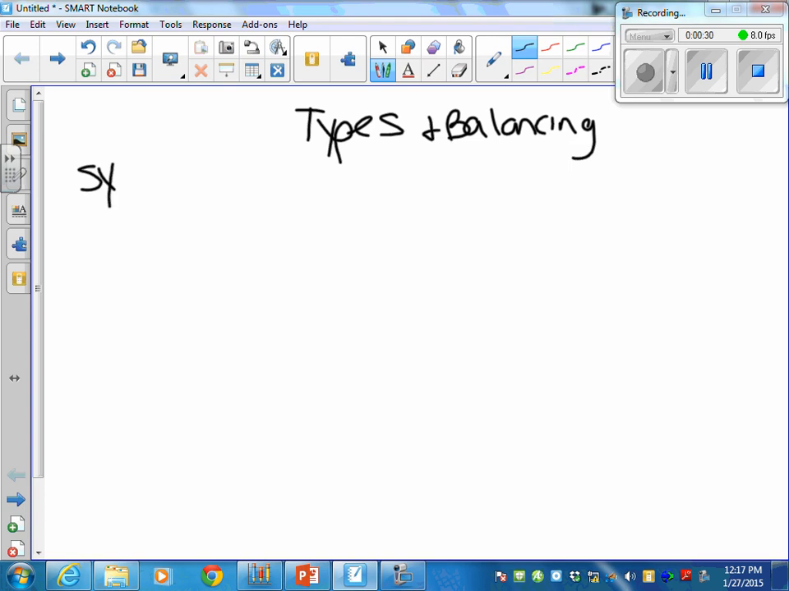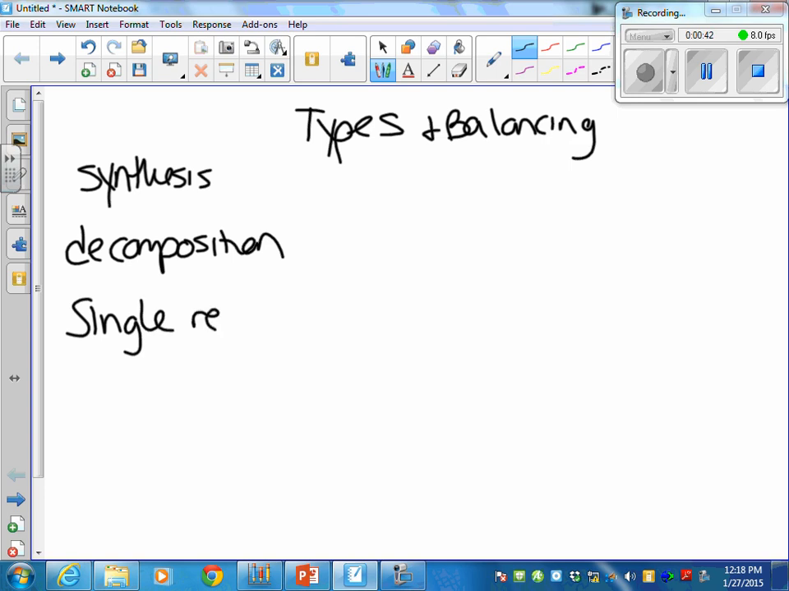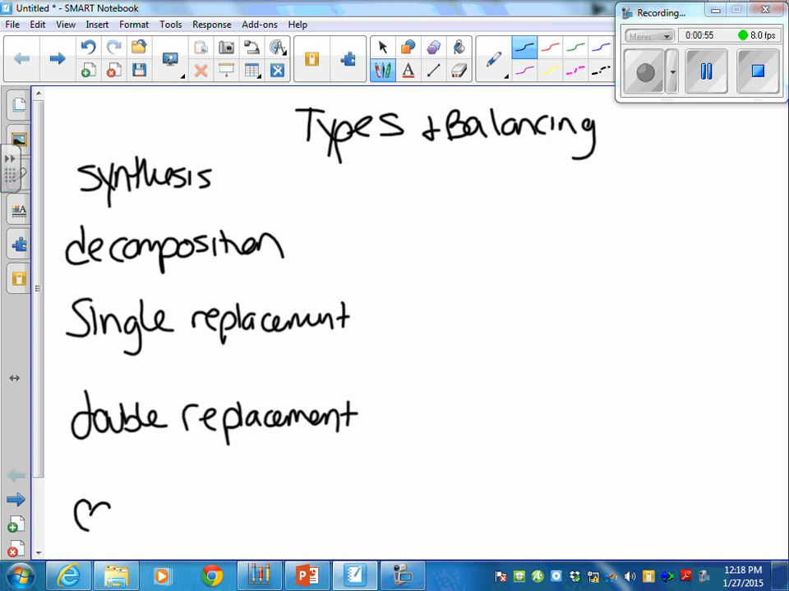There's synthesis, decomposition, single replacement, and double replacement. Finally, combustion.